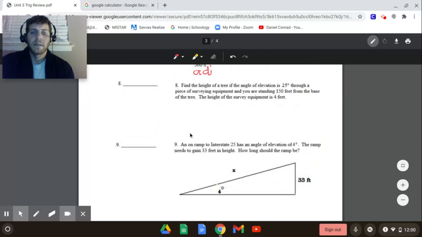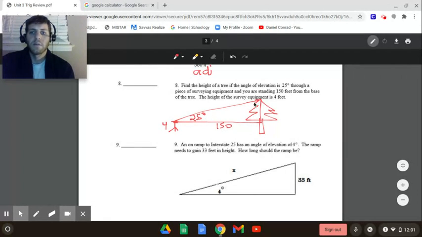Number 8, find the height of a tree if the angle of elevation is 25 through a piece of surveying equipment, and you're standing 150 feet from the base of the tree. The height of the surveying equipment is 4 feet. So here's some surveying equipment, that's going to be 4 feet high. The angle of elevation to the top of a tree: it's going to be 150 feet from the base, and your angle of elevation is 25.